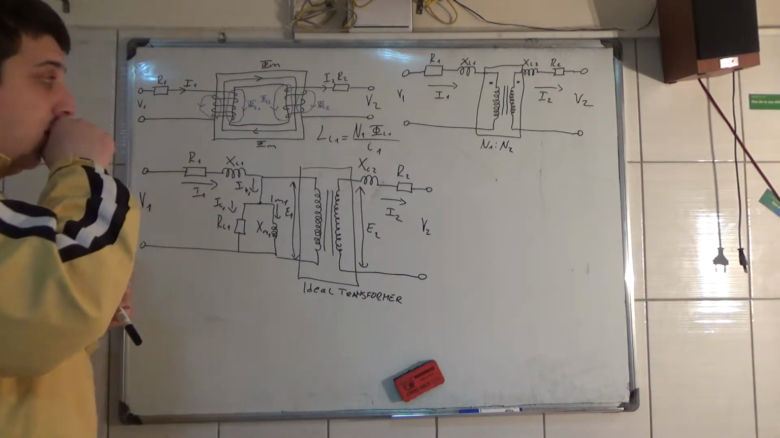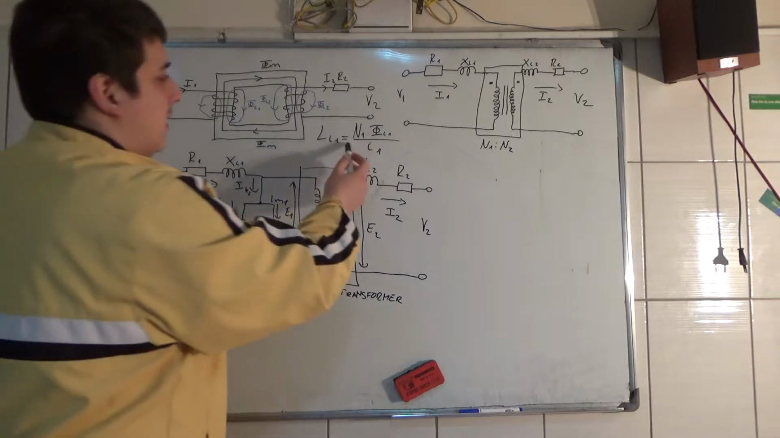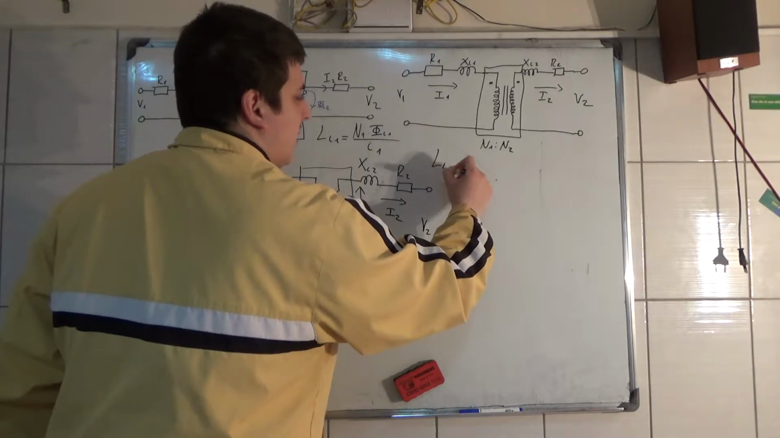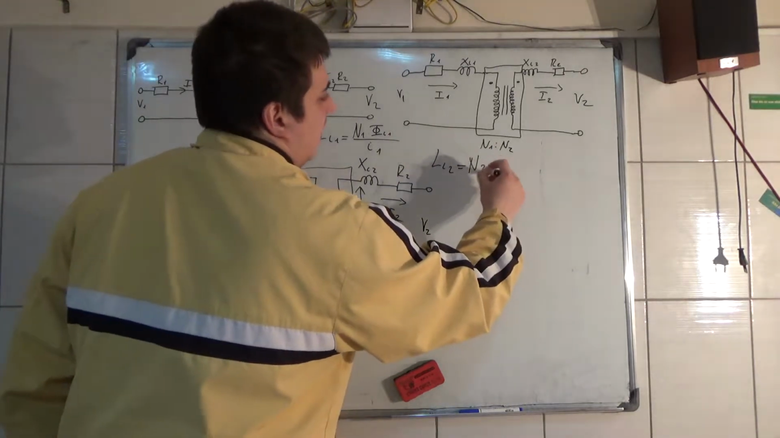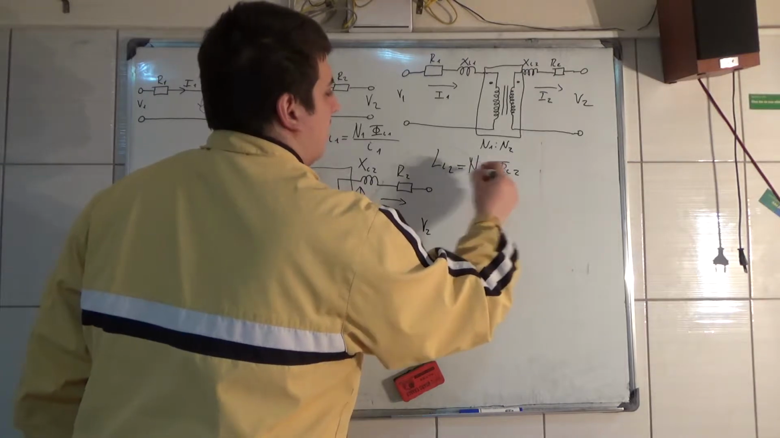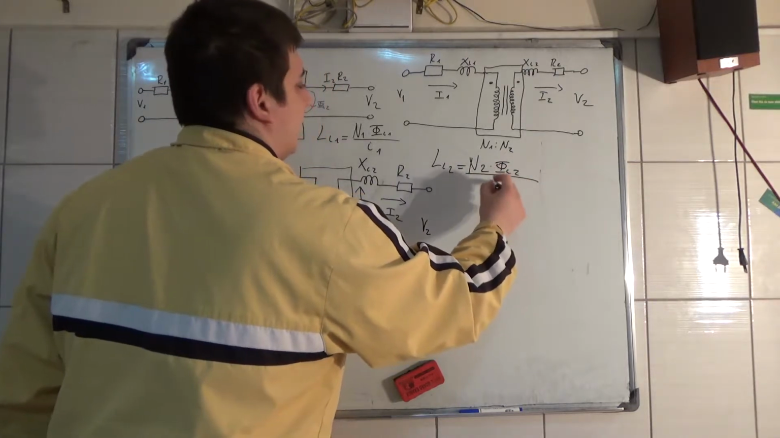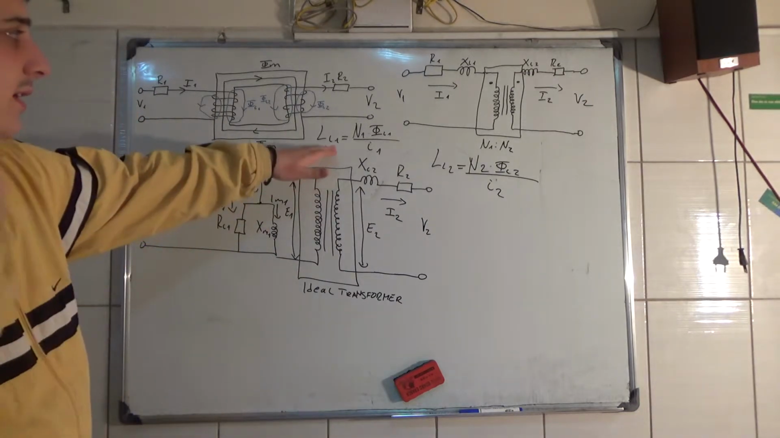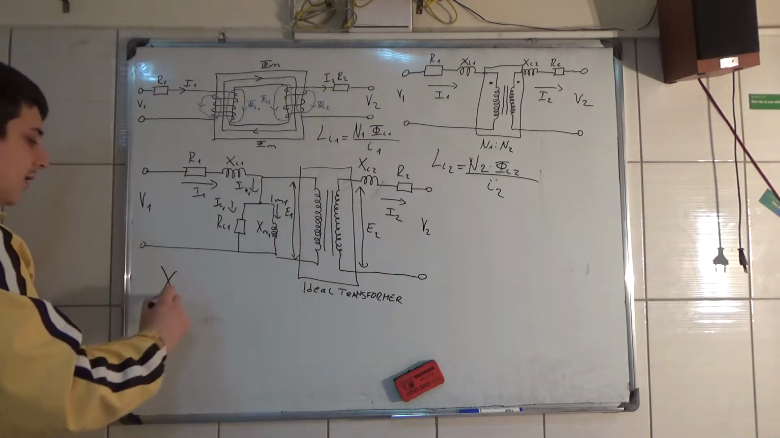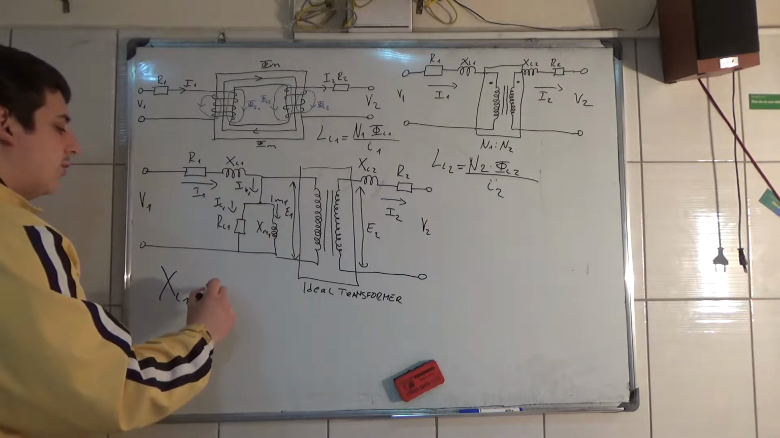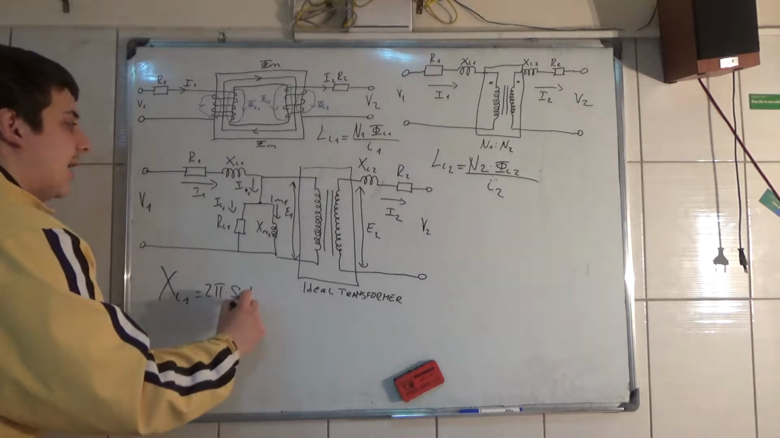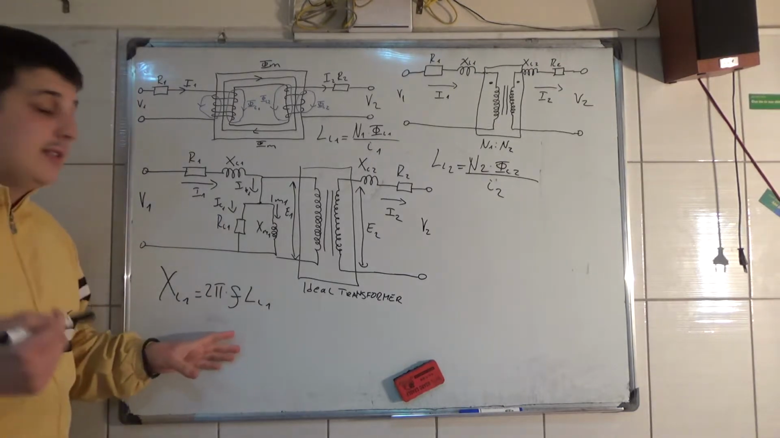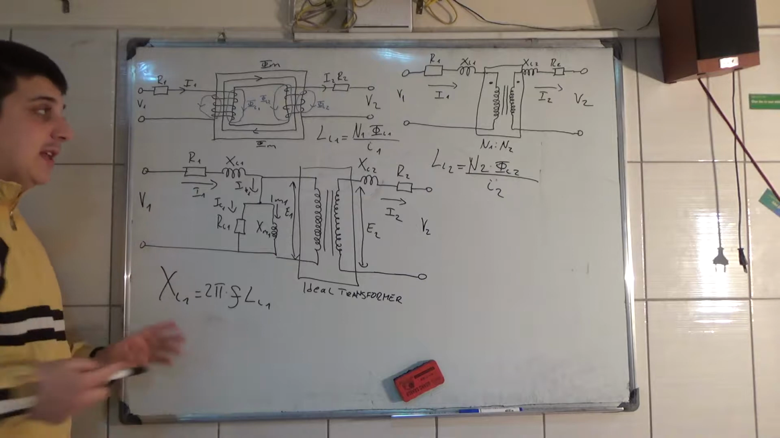The inductance of this flux linkage is given by this formula. The inductance on the secondary side is pretty much the same formula, we just use 2 as the index. You know that the reactance is equal to 2 pi times the frequency times the inductance. You learn this in physics and electrical engineering.